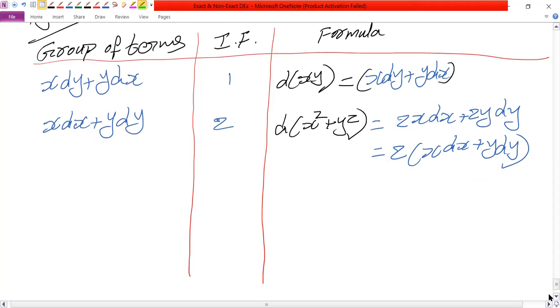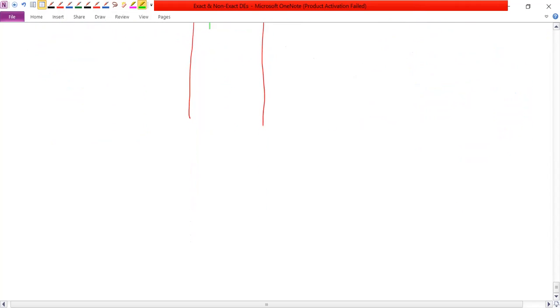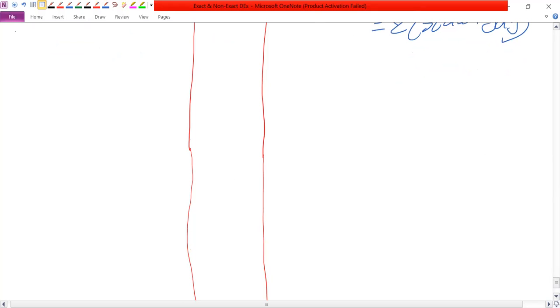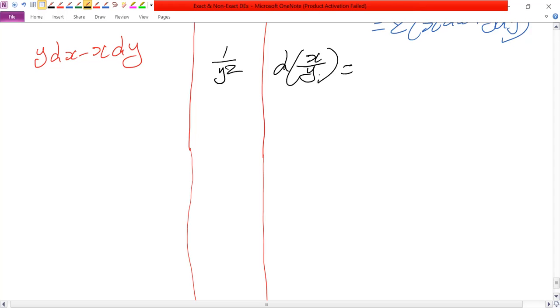Next one, group of terms is important. Next group of terms. Now, what's the differentiation of u by v? Vu dash minus uv dash, y dx minus x dy. These are the group of terms I am taking. In this case, the integrating factor will be 1 by y square. I'll tell you what that is. What is the differentiation of x by y? What's the differentiation of u by v? v into u dash, nothing but what we'll get here? y into dx minus u v dash, x into dy.